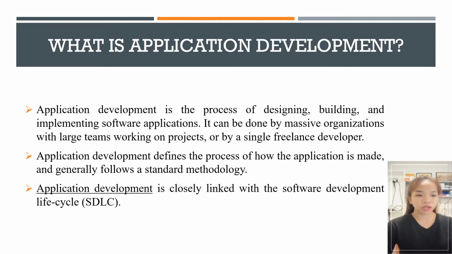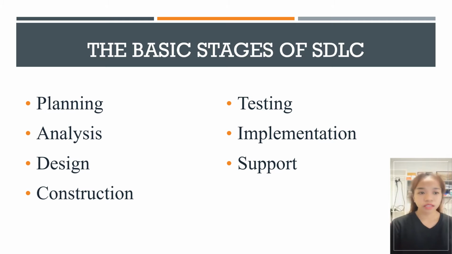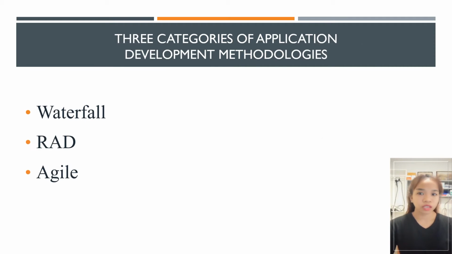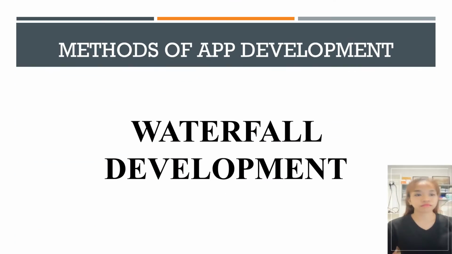Application development is closely linked with the software development life cycle, or the SDLC. The basic stages of SDLC: planning, analysis, design, construction, testing, implementation, and support. Three categories of application development methodologies: Waterfall, RAD, and Agile. Methods of app development. Let's start with Waterfall development.